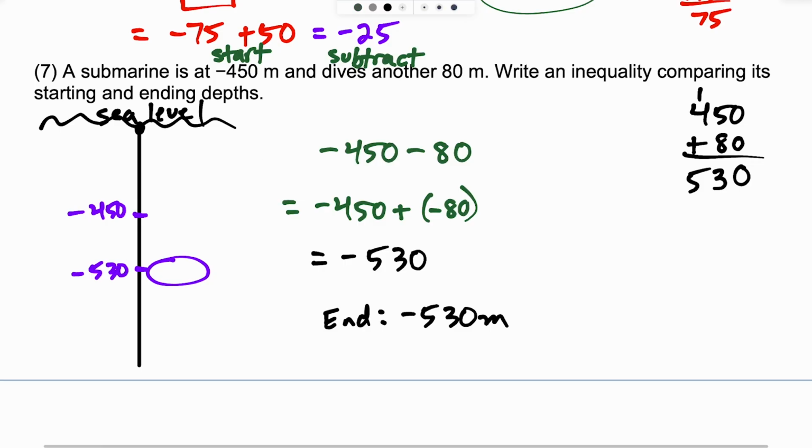So at the end, we actually have to compare the starting and ending depths. Okay, so this is the start, and this is the end. So when we write out our inequality, we're going to say that negative 530, the ending one, and I'll throw the units in here too, negative 530 meters is less than negative 450 meters. Okay, so this is a smaller integer, a lesser integer, because it's dropping down like this.